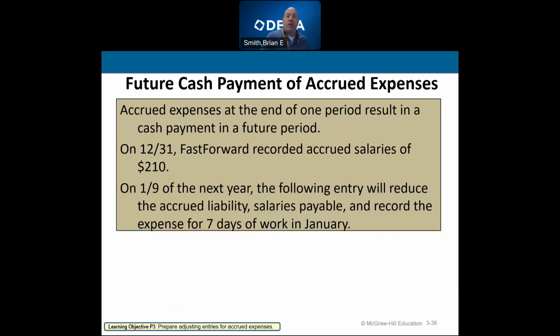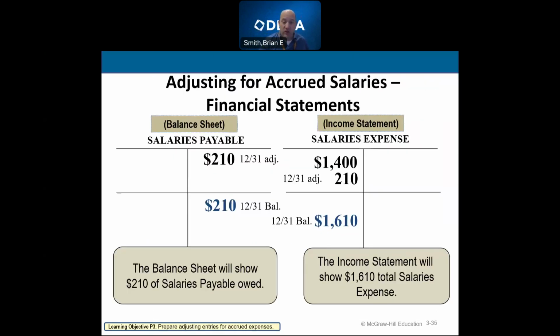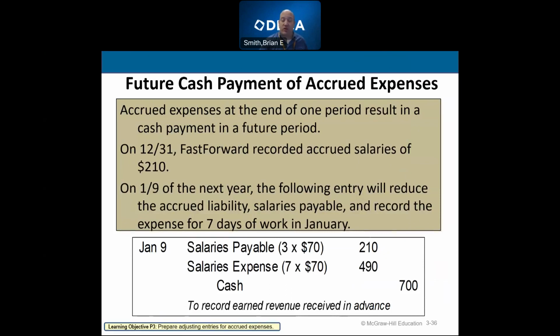All right, so now when we go to pay them in the new accounting period, we are going to pay them the remaining amount, the $490. We take the 7 days times the $70 rate for $490. We then have to reduce the liability we just created for salaries payable. So we're going to debit salaries payable for 210 and then pay them their normal amount of $700 for those 2 weeks that they worked.